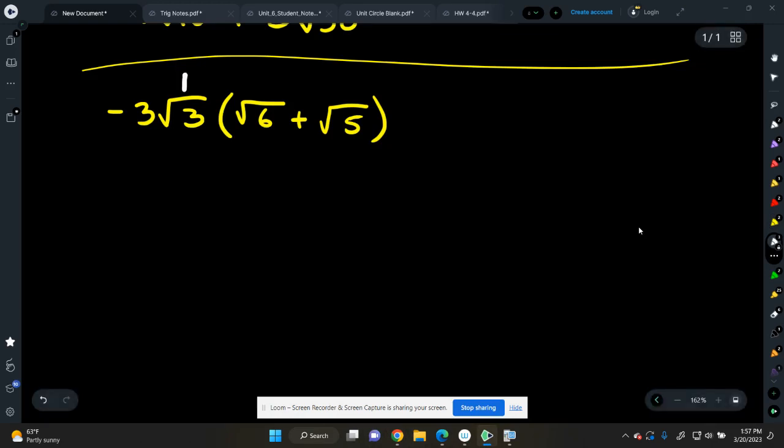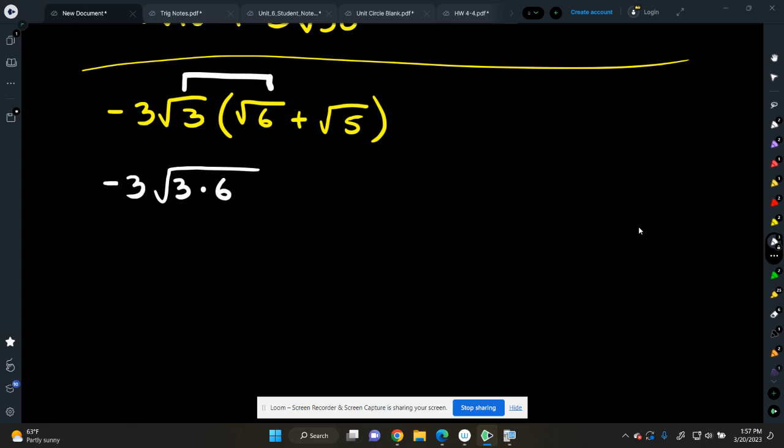Distribute, good. Okay, so we're going to distribute. So on the outside, we have negative 3, and on the inside, we have 3 times 6. Okay, we good with that?